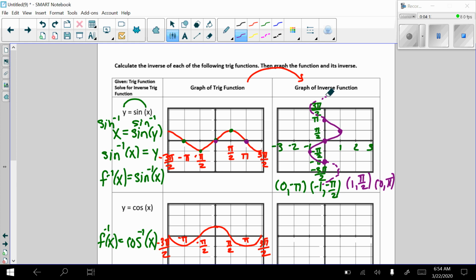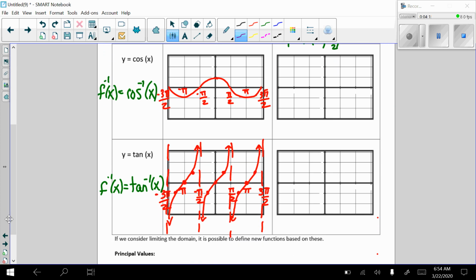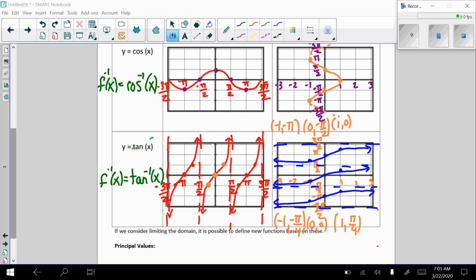So I want you to do the same thing now for cosine and tangent. Stop the video, go ahead and do it, and then come back and see if you got it right. Okay, how do your graphs look? Hopefully they look like mine. Here's our cosine, and then this is the inverse of cosine, and again, it would continue. Here's tangent, and then here's the inverse of tangent, right? And they're kind of flipped sideways, rotated 90 degrees.